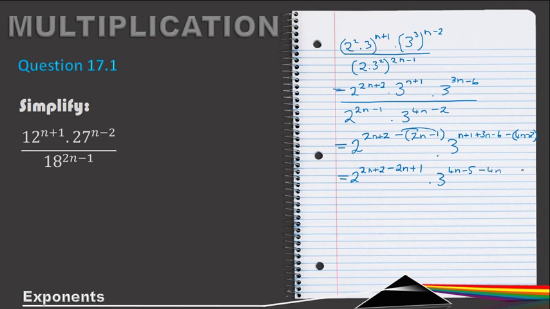Minus 4n plus 2 when I multiply out my minus. And then simplify. So 2n minus 2n. Then we have 2 plus 1, which is to the power of 3, and then for the 3 we've got 4n minus 4n, so this is then minus 5 plus 2, which is negative 3. To simplify that, I need to make this exponent positive by taking the base down, so I have 2 to the power of 3 over 3 to the power of positive 3. This is 8 over 27.